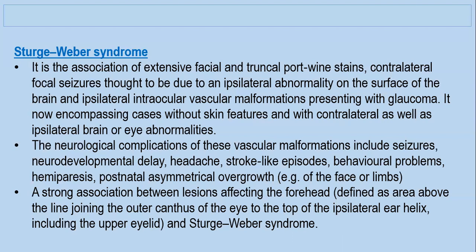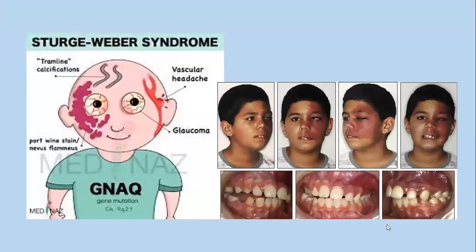A strong association exists between lesions affecting the forehead, defined as areas above the line joining the outer canthus of the eye to the top of the ipsilateral ear helix, including the upper eyelid, and Sturge-Weber syndrome. So it is characterized by tram-line calcification in the brain, the port wine stain or nevus flammeus, then vascular headaches and glaucoma. This is a patient of Sturge-Weber syndrome.